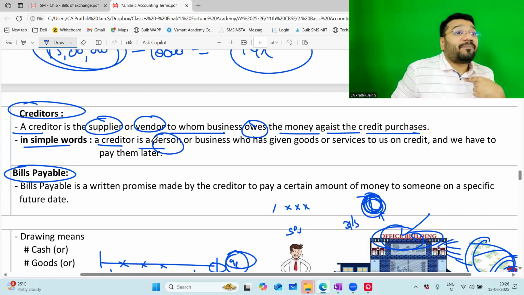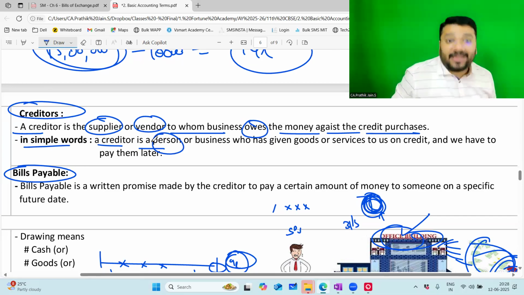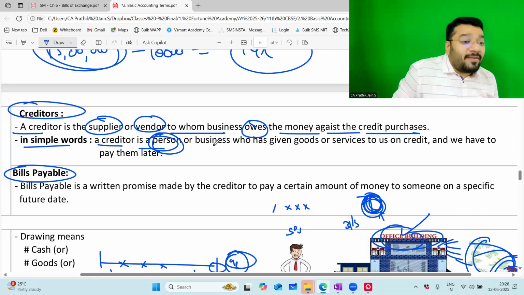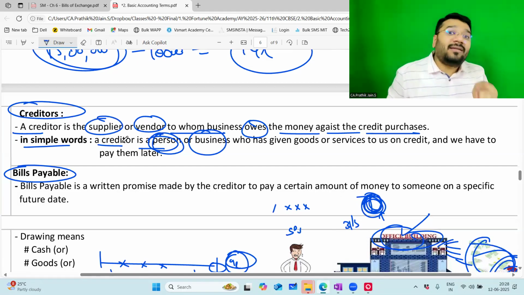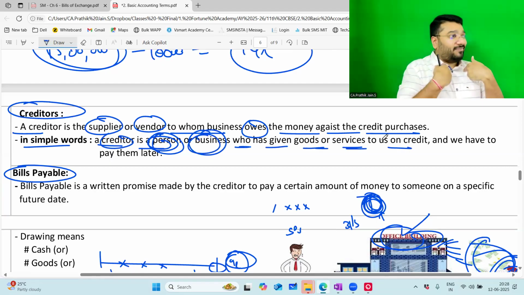Let's suppose FFLA is buying goods on credit from Reliance Limited. Is Reliance Limited a person? When I say person, it means natural. Reliance Limited is a person, but not natural, artificial. So I will call that a business. So a creditor could be a human being or could be other than a human being. So a creditor is a person or a business who has given the goods or services to us on credit.